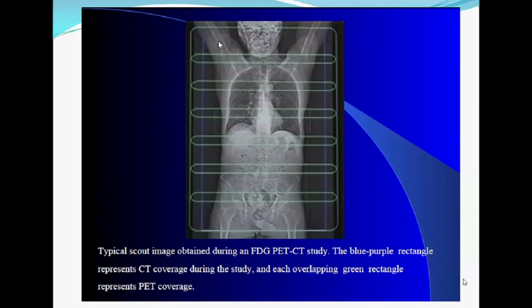This way we perform it for the first bed, bed 2, sequentially one by one. That much field of view, 16.5 cm, we perform at one time, then the patient bed moves slightly, second, third, fourth, like that.